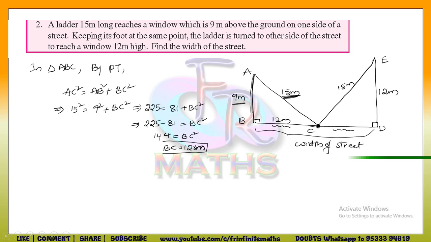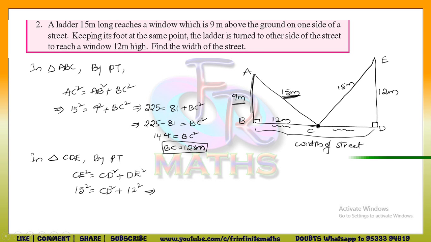The same way we need to go with the second figure. So what is the second triangle? In triangle CDE, again by Pythagoras theorem, what I can say, CE square is equal to CD square plus DE square. Now when I substitute the values, this becomes 15 square is equal to, what is CD? That is the thing we need to find out. So CD square plus 12 square.